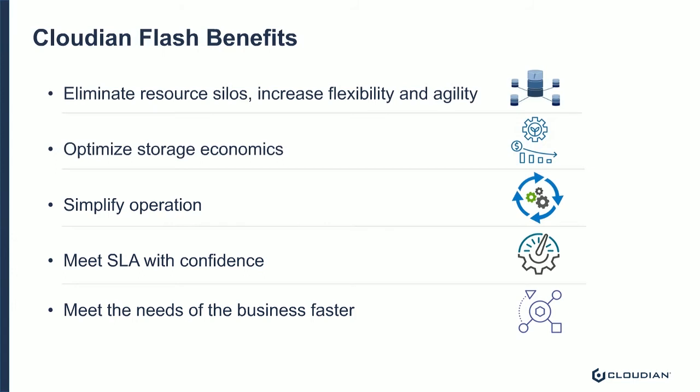By using a single platform, you are simplifying your operations. You're not maintaining or managing multiple silos. You are able to meet some of your SLAs with confidence, knowing that by pinning the data on the flash tiers and delivering that consistent performance, you're going to be able to meet the requirements your applications have, and also meet the needs of your business much faster. Flash, like we said earlier, brings predictable performance and value.